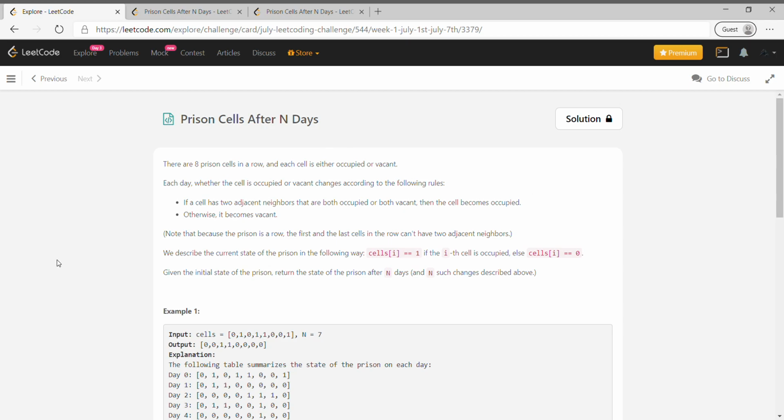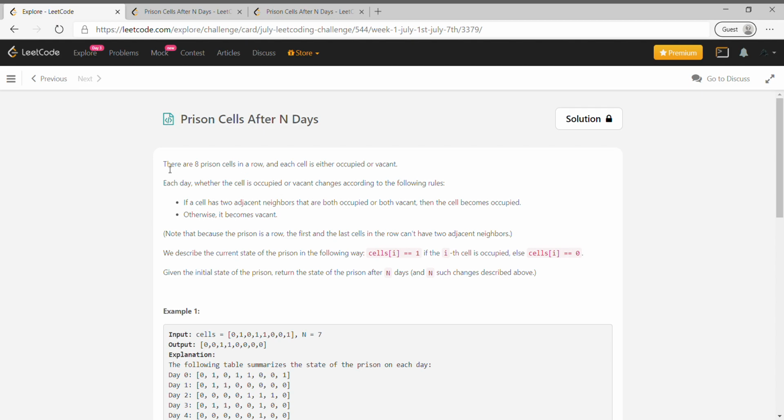Friends, today we are going to solve this problem which is called Prison Cells After N Days. This problem is a part of the July challenge on LeetCode. So let's solve it together.